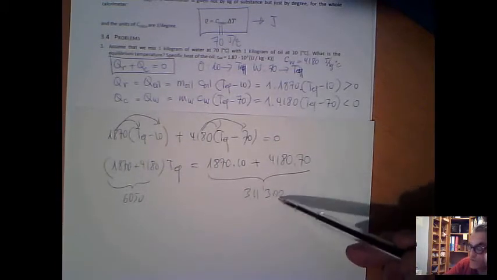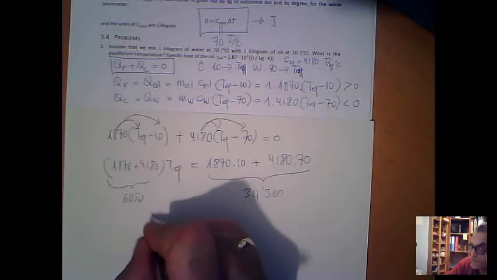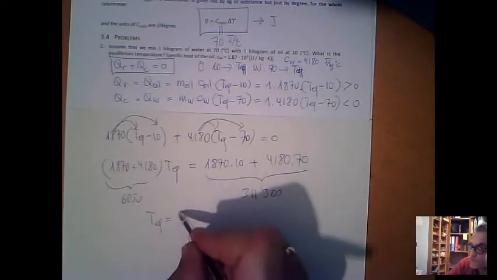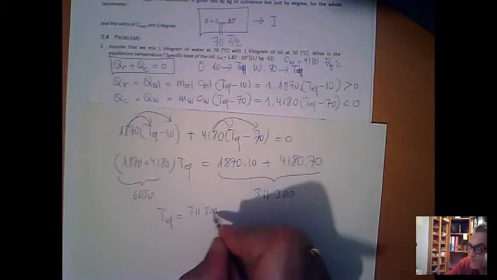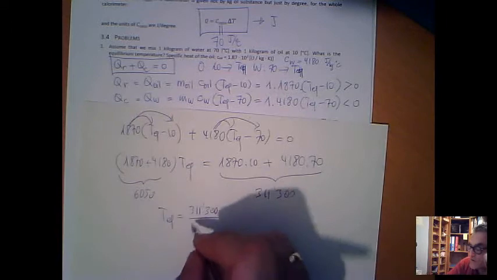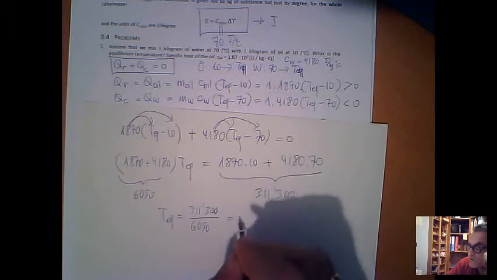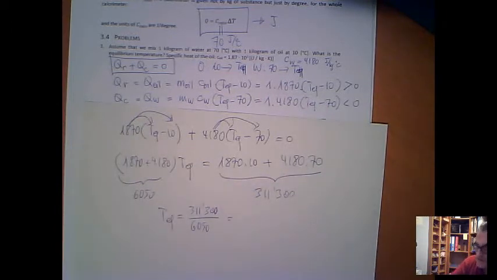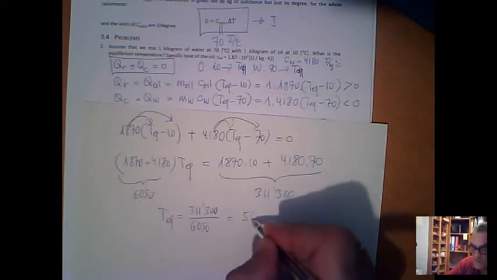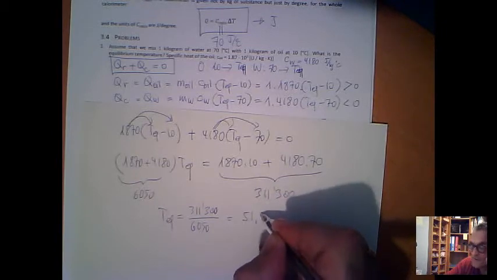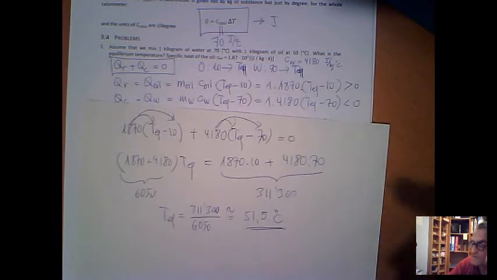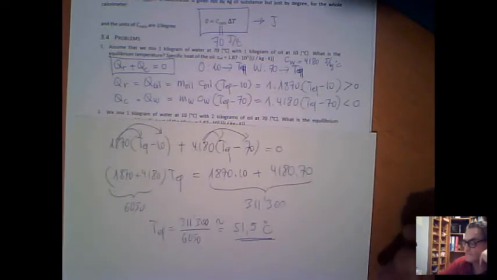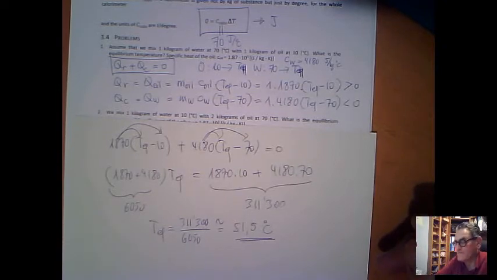So now we have this equation. I counted the numbers here. So the equilibrium temperature is now going to be 300,300 divided by this number, 6,050, and that gives us approximately 51.5 degrees centigrade. Do you like this result?